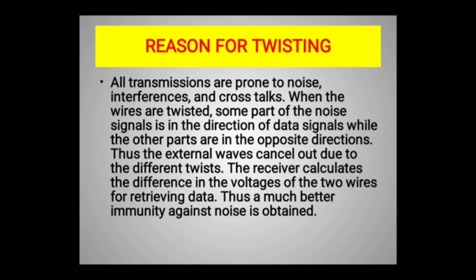So the noise is travelling all around my wire. Some will go parallel with the data and some will go here and there. Thus, the external waves cancel out due to the different twists. Obviously, the data which flows parallel with the wire will remain there, but external waves are cancelled due to the different twists. The receiver calculates the difference in the voltage of the two wires for retrieving data. Thus, much better immunity against noise is obtained.